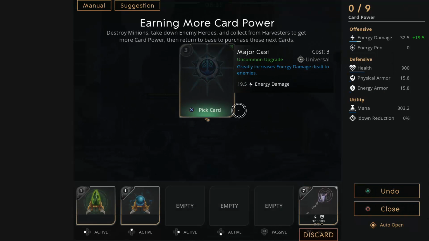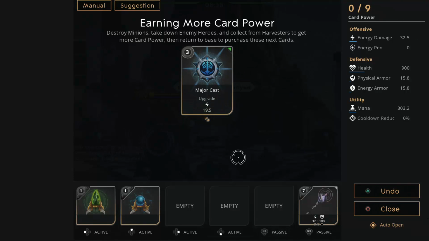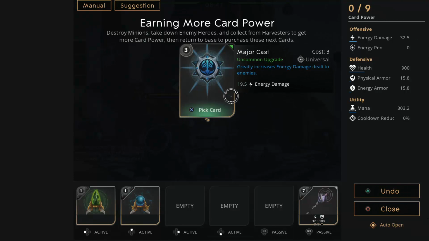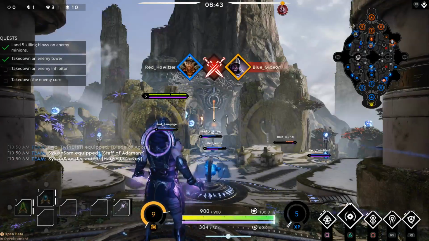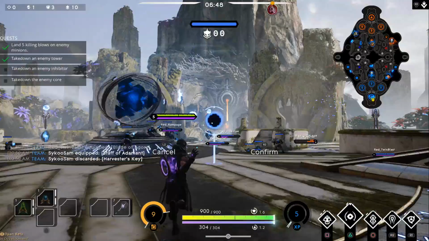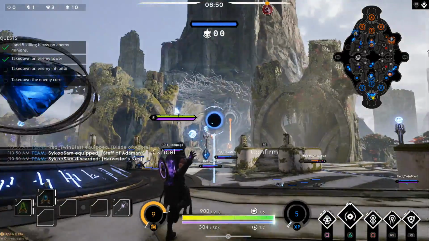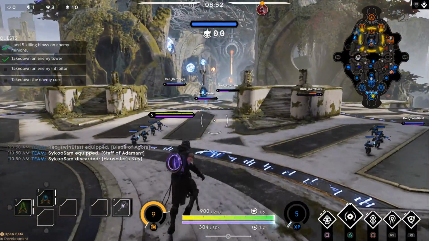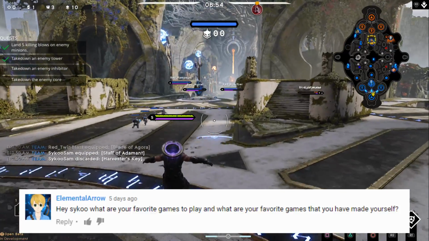I also recently got a PS4 and bought Infinite Warfare today, so I'm just going to try that game out. Who knows? I hated the trailer, but that game could become my new favorite game. Who knows? But that's my answer to that question at least. And what are your favorite games that you have made yourself?